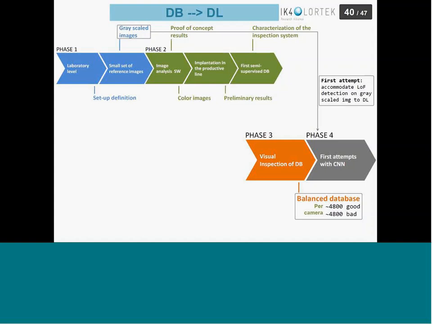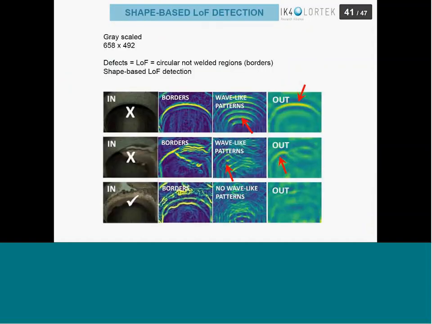One of our first attempts with this database consisted of accommodating the previously developed algorithm for grayscale images into the well-known LeNet and AlexNet nets as processing steps. And as indicated before, this algorithm aimed at searching the characteristic circular boundaries of not welded regions. For this, 2 types of filters were used. The first one was a one-dimensional polar discrete Fourier transform-based filter, and the others were tailored Gabor filters.